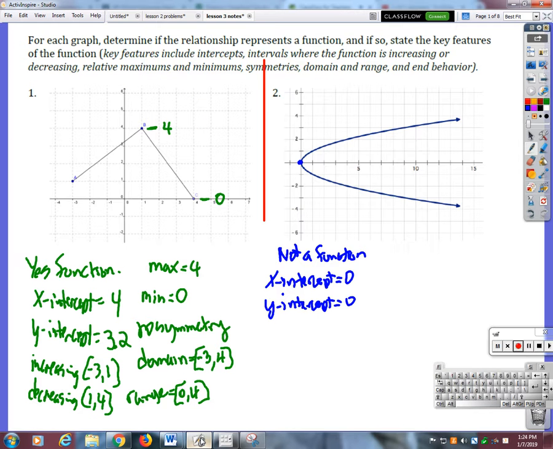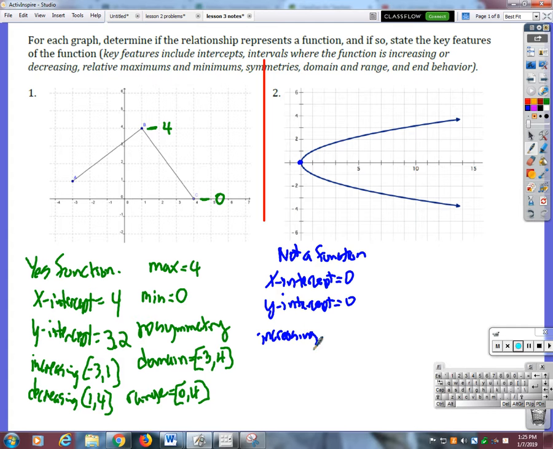Weston, I'm wondering if you could tell me where this graph is increasing and where it's decreasing. I don't know, it's kind of weird. I don't really know how to answer this question because it's going up and down at the same time because it's not a function. I guess it just would be doing both.